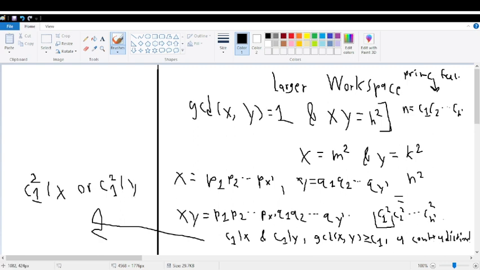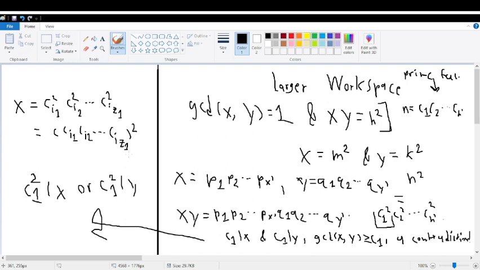However, we can apply this to every single c1, c2, all the way up, so that we'll have x equals ci1 squared, ci2 squared, all the way up to ci z1 squared. However, x will then be equal to ci1, ci2, all the way up to ci z1 squared, and likewise for y.